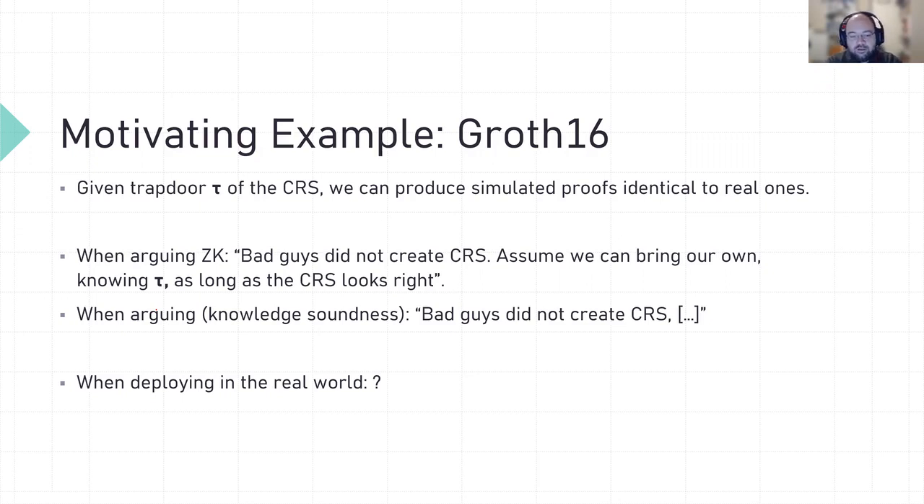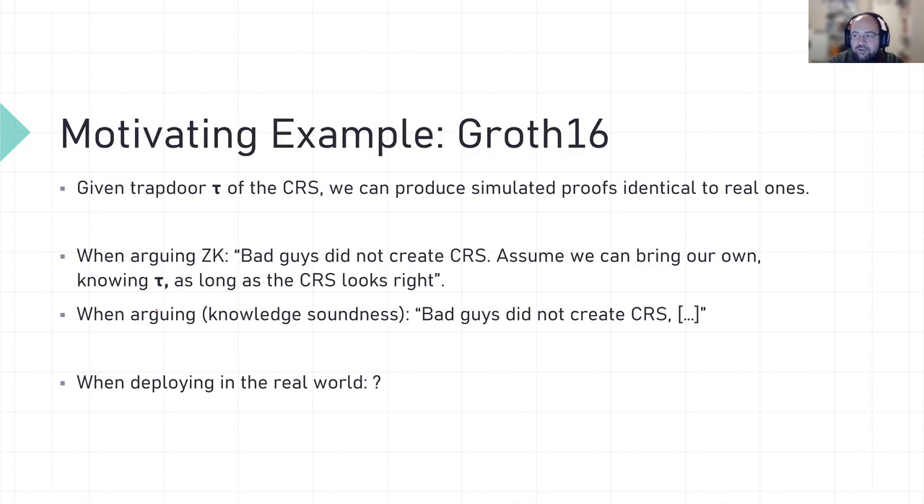On the flip side, when we are arguing about soundness, we argue that, well, the bad guys did not create the CRS, so they don't know what's in it, so they cannot fake proofs. So our argument about security actually goes through.